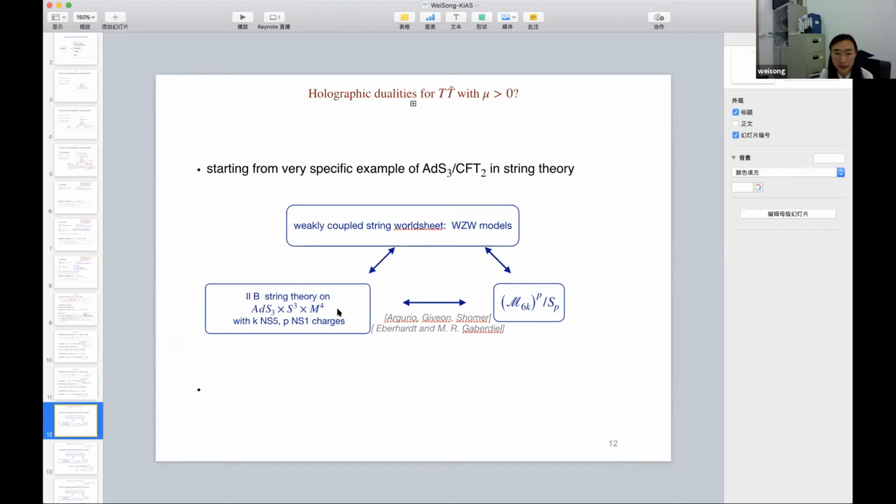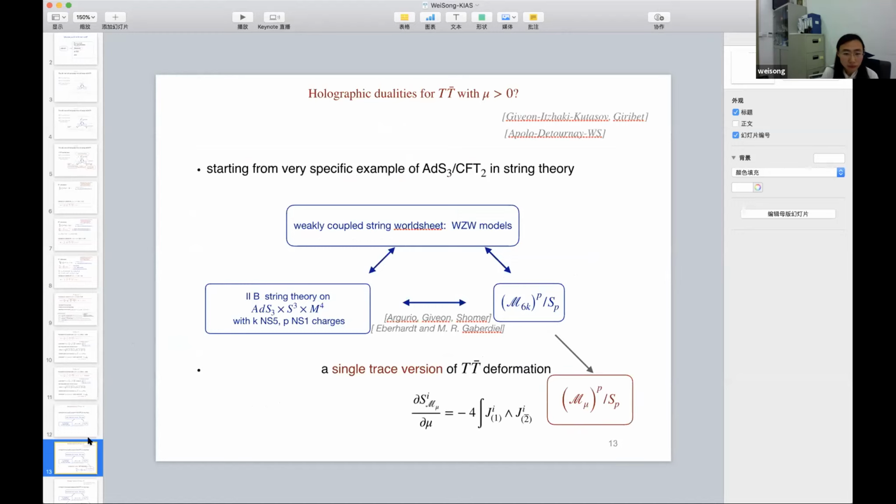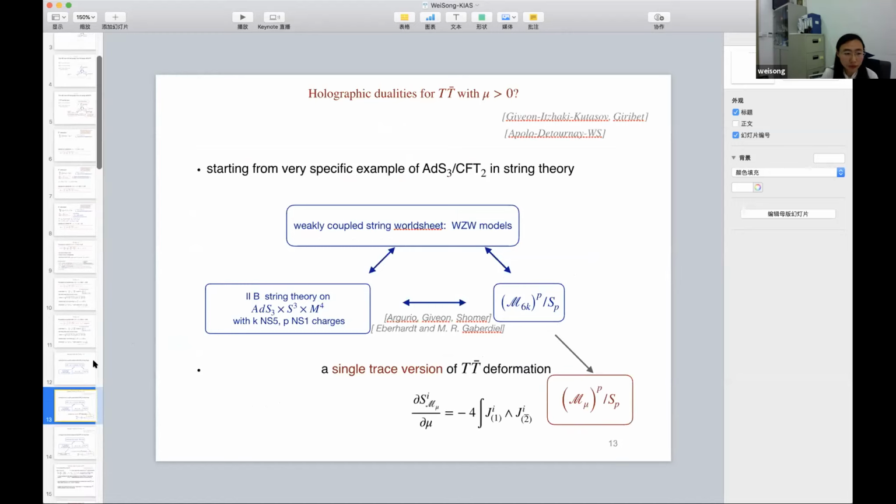Okay, so as I mentioned earlier, there is a third corner by using the worldsheet model, which is the worldsheet string theory description.